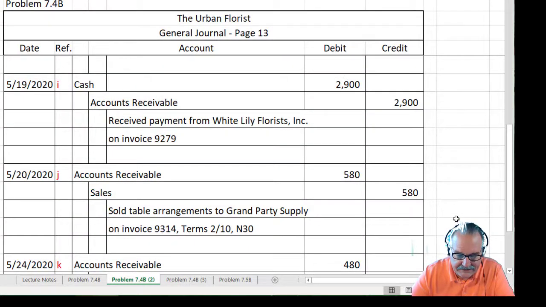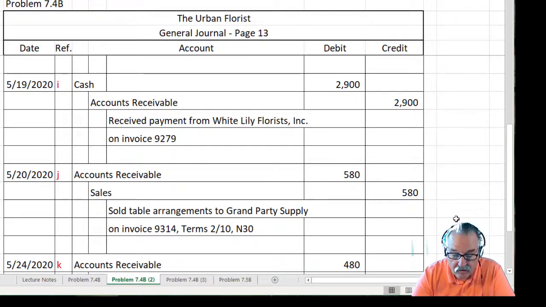On May the 19th, received a check for $2,900 as payment in full from White Lily Florist for invoice 9279 dated April 20th. Here's one that's similar to the one we had before. This is a customer that had an outstanding balance at the beginning of the month because we're in May, and this invoice was in April. They're not within the discount period, so they're just sending us the total amount. Debit cash $2,900 and credit accounts receivable $2,900. Cash is going up, accounts receivable is going down.